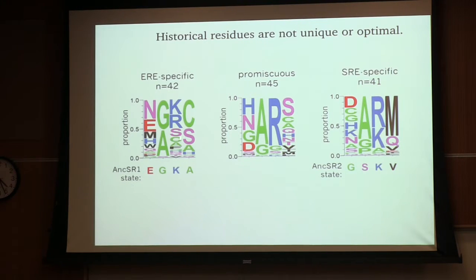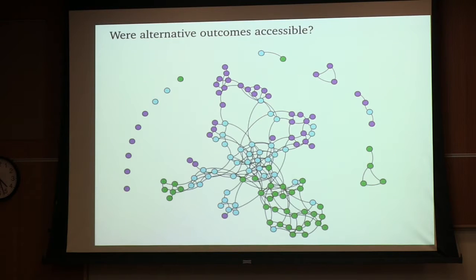So here Tyler has shown the representation in the ERE-specific genotypes of each residue at each position. This is basically a position weight matrix. And here are the historical ones, E, G, K, and A. Several of these are neither the only residues to confer ERE specificity, nor the most frequently associated with it. For the historical outcome, it's even more so. G comes in third, S you can't even see, K is second, V comes in third. So the genotype isn't made up of optimal amino acids.